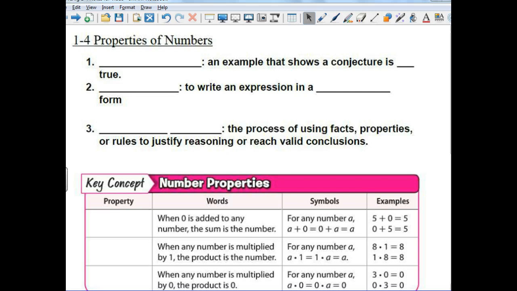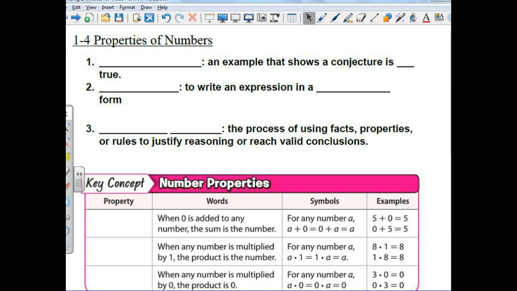So in front of you, you should have these notes that say 1-4 properties of numbers at the top. Simply put, we have a lot of vocabulary we just have to work through, and you need to become familiar with it. So fill in the blanks as I fill them in, and hopefully we can get through this as quickly as possible.